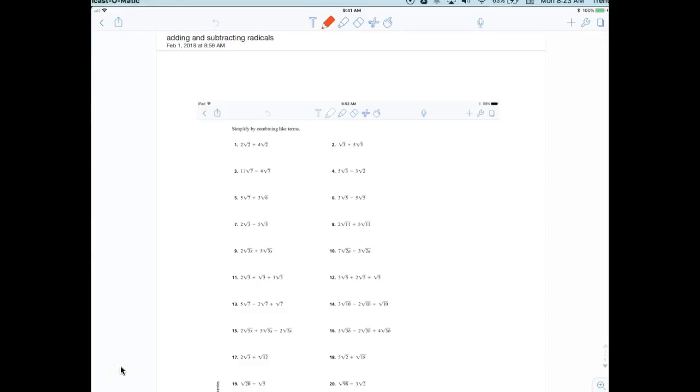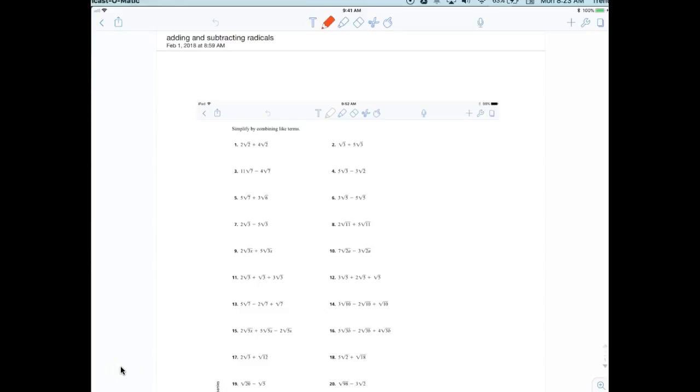So today, listen carefully, honestly, and I mean this. Adding and subtracting radicals are very easy. If you learn how to break down radicals, this is going to be really simple. When you add and subtract radicals, they have the same characteristics as adding and subtracting variables.